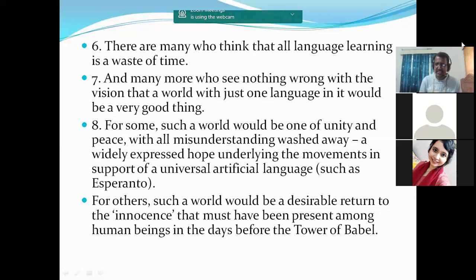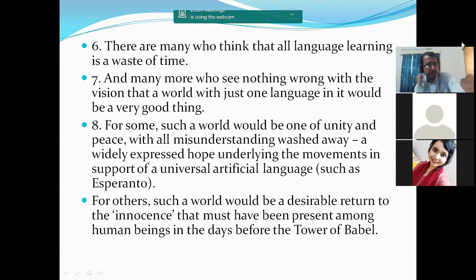And there was an international movement, the universal artificial language movement, such as Esperanto, which initiated this kind of movement. So it is not uncertain that people will try to have a world with one language. Others will say that such a world would be a desirable return to the innocence that must have been present among human beings in the days before the Tower of Babel.